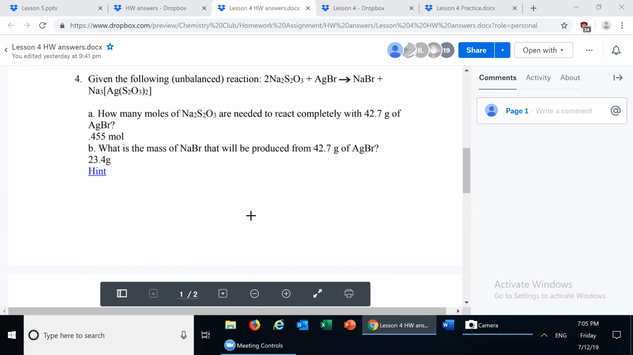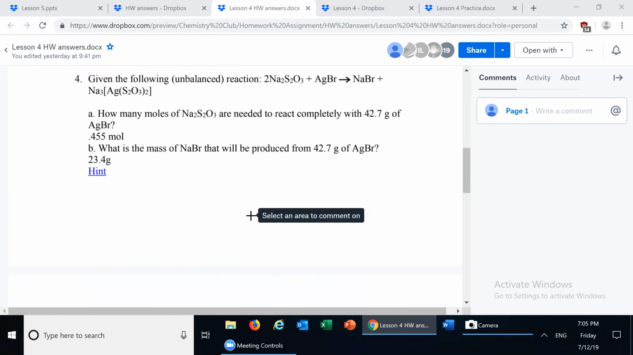So the reaction was unbalanced. Before you solved the problem, you actually had to balance the reaction first. In the answer key, I balanced it for you. So 2 moles of sodium thiosulfate plus 1 mole of silver bromide goes to 1 mole of sodium bromide plus a complex.